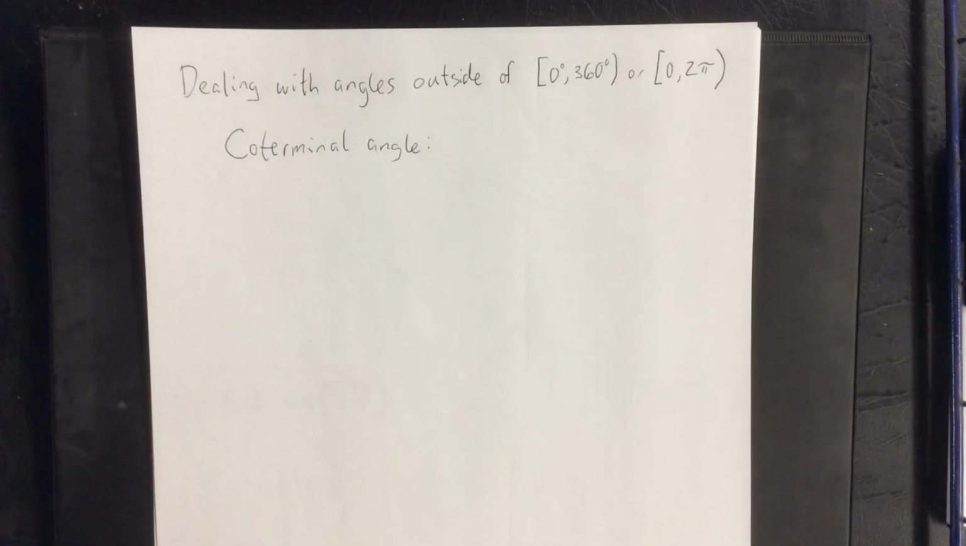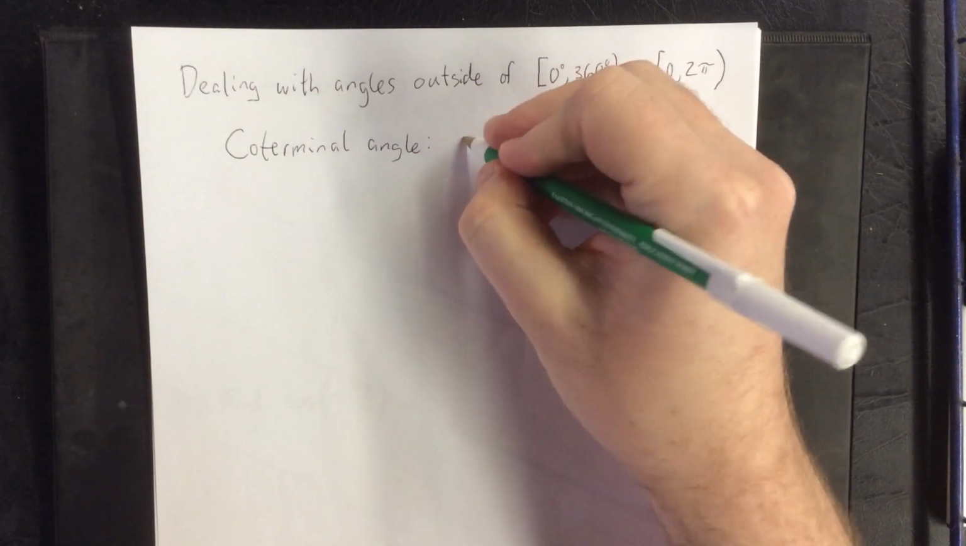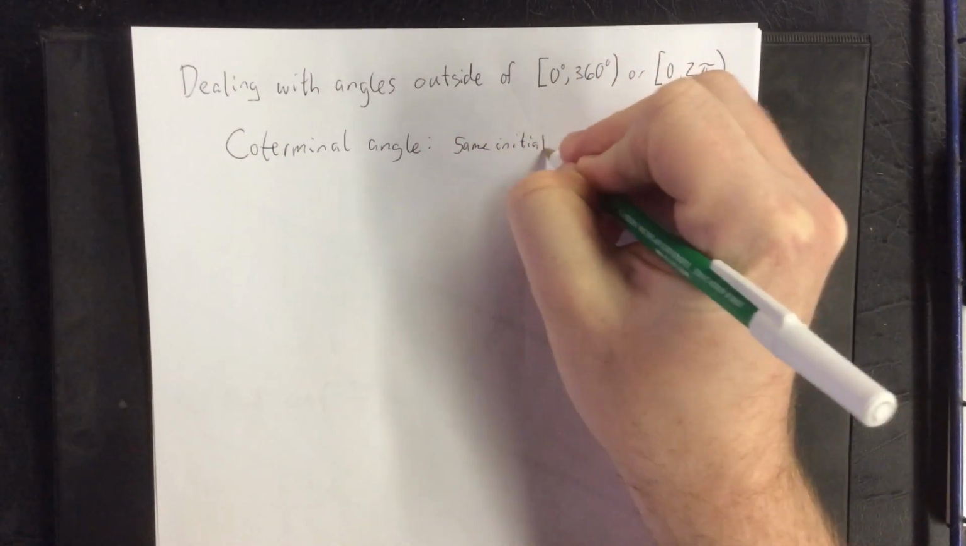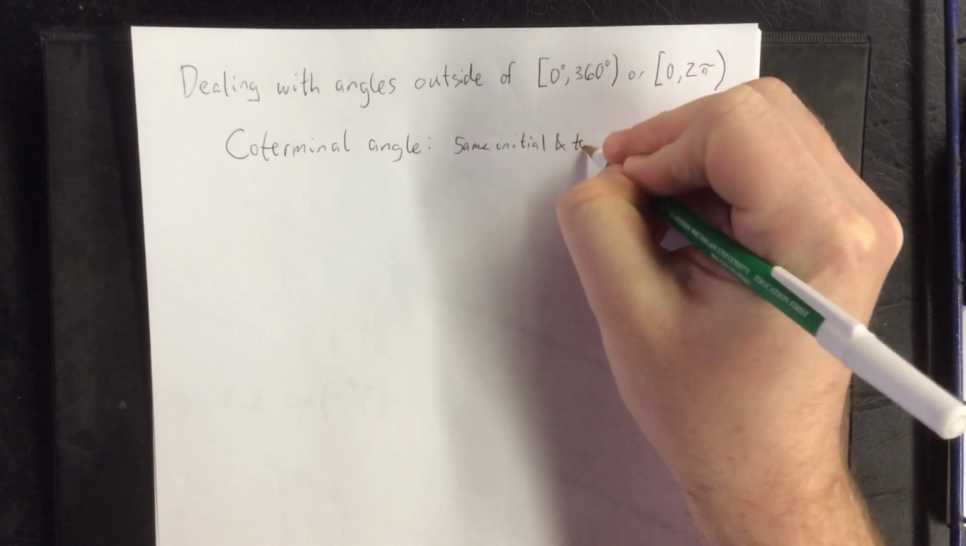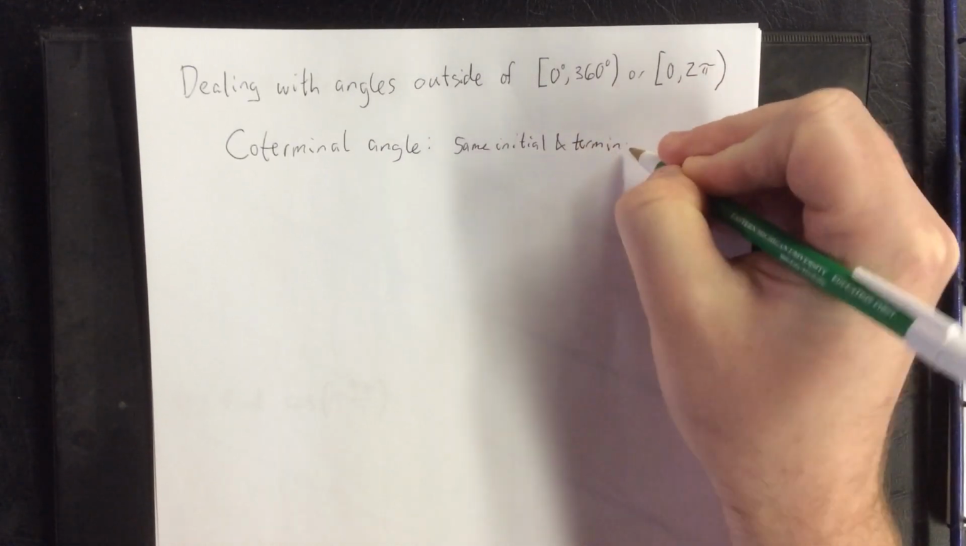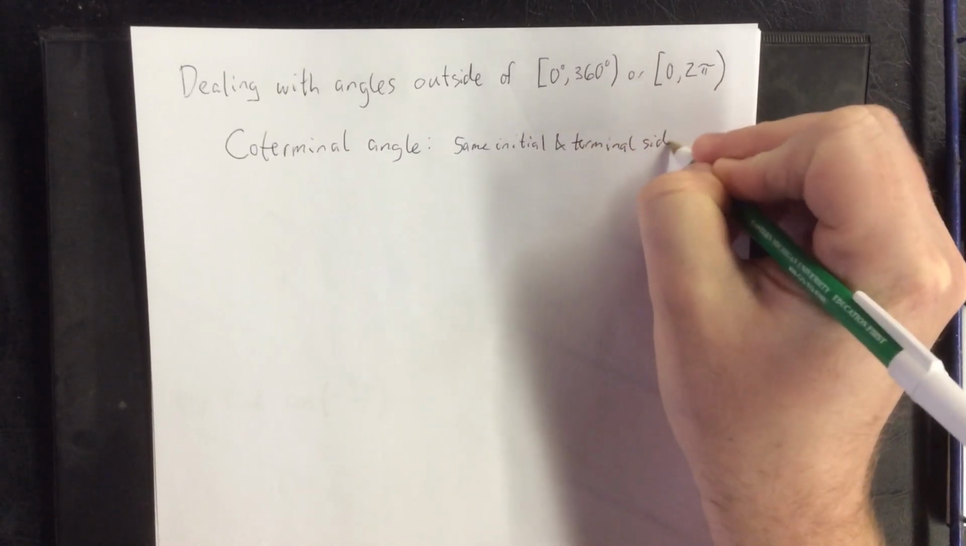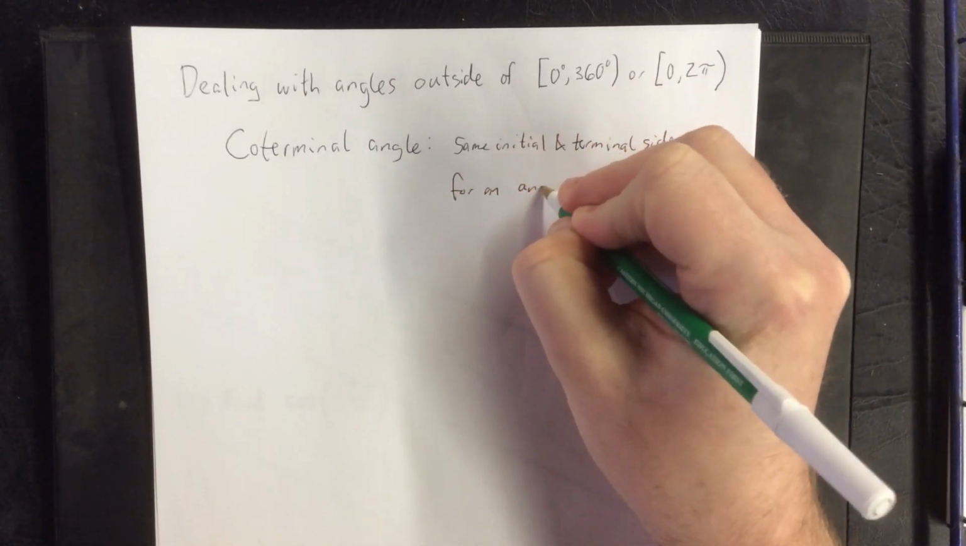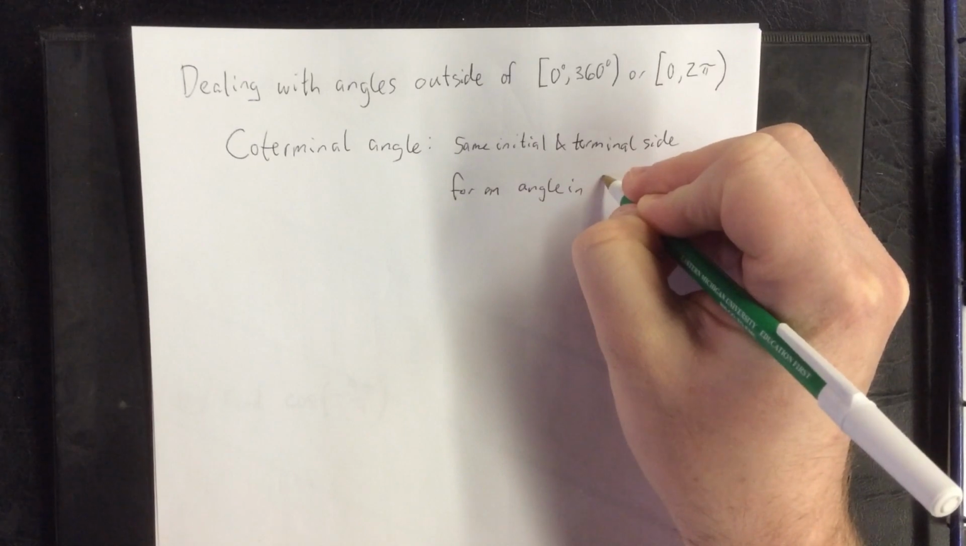A coterminal angle is an angle that has the same initial side and terminal side as another angle. Same initial and terminal sides for an angle in standard position.